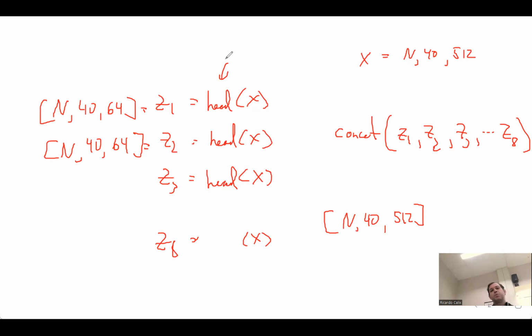C1. Lucas produces an n by 40 by 512. Jacob produces an n by 40 by 512. I produce an n by 40 by 512. Got it? 8 of those. But then, what is 512 times 8? Who can tell me that?